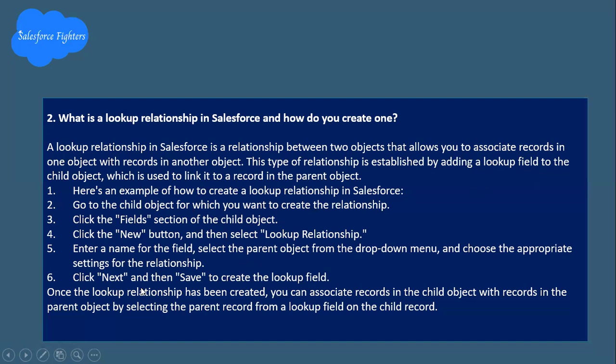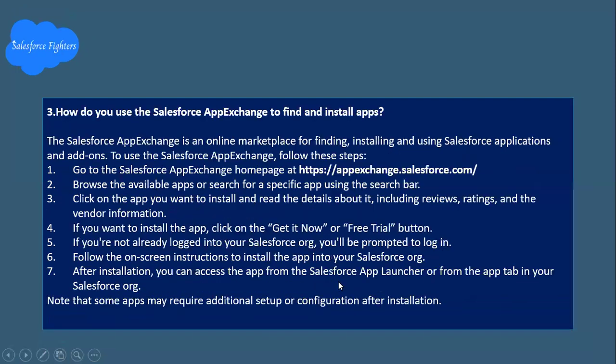Fifth, click next and then save to create the lookup field. Once the lookup relationship has been created, you can associate records in the child object with records in the parent object by selecting the parent record from the lookup field on the child record.